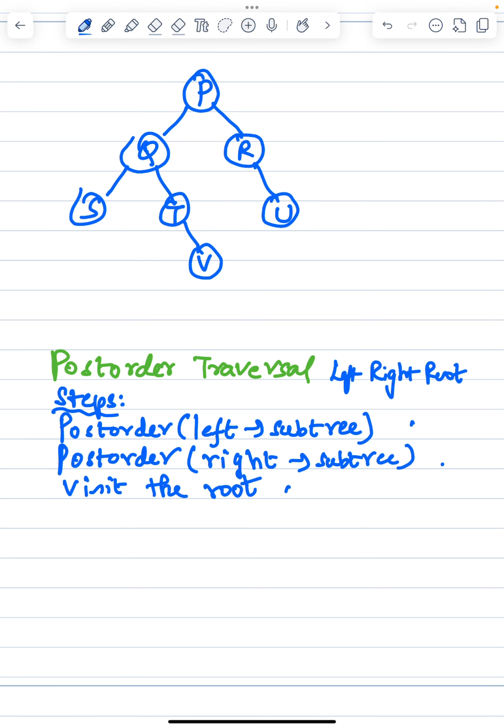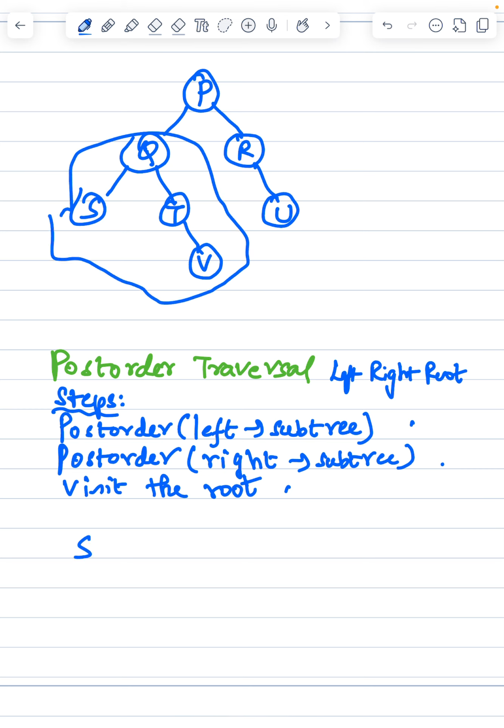So what is my left subtree? This is my left subtree. Yes. So just start with yes. Again, what we have to do? We have to move to the right subtree. What is the right subtree? This is the right subtree. Yes, TV is the right subtree.